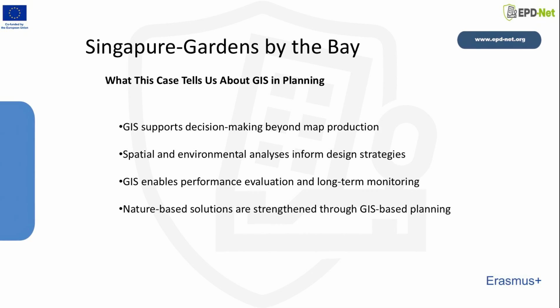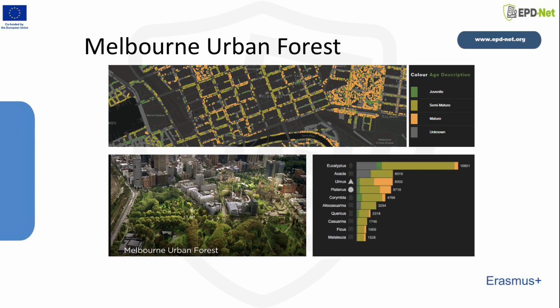contexts. In this section, the role of Geographic Information Systems, GIS, in ecological planning and urban heat mitigation processes is examined through the case of the Melbourne Urban Forest Strategy, which represents an implemented example. The Melbourne Urban Forest Strategy has been developed to address challenges such as the urban heat island effect, climate change-related environmental stressors, and biodiversity loss, and it is being implemented at the city scale.